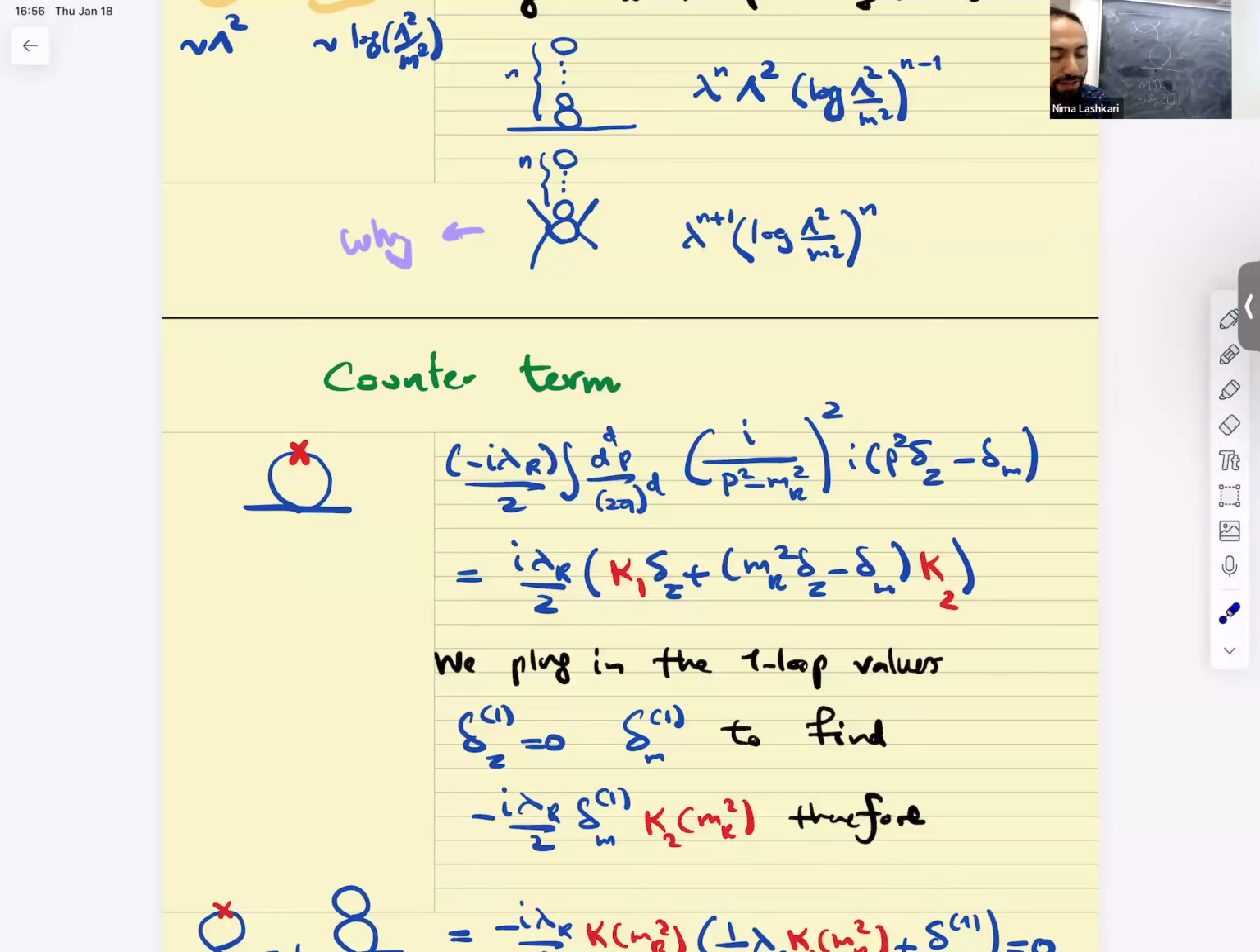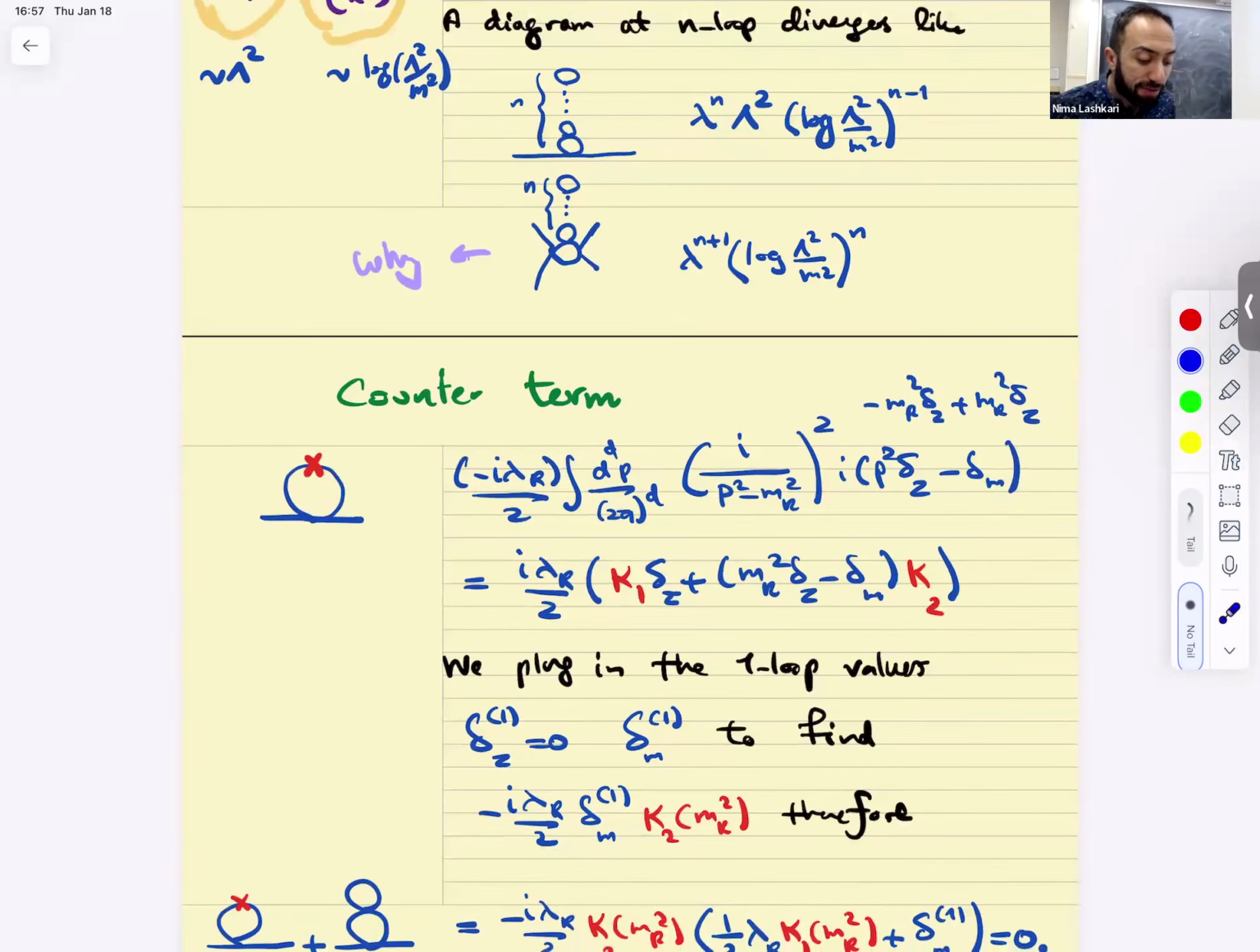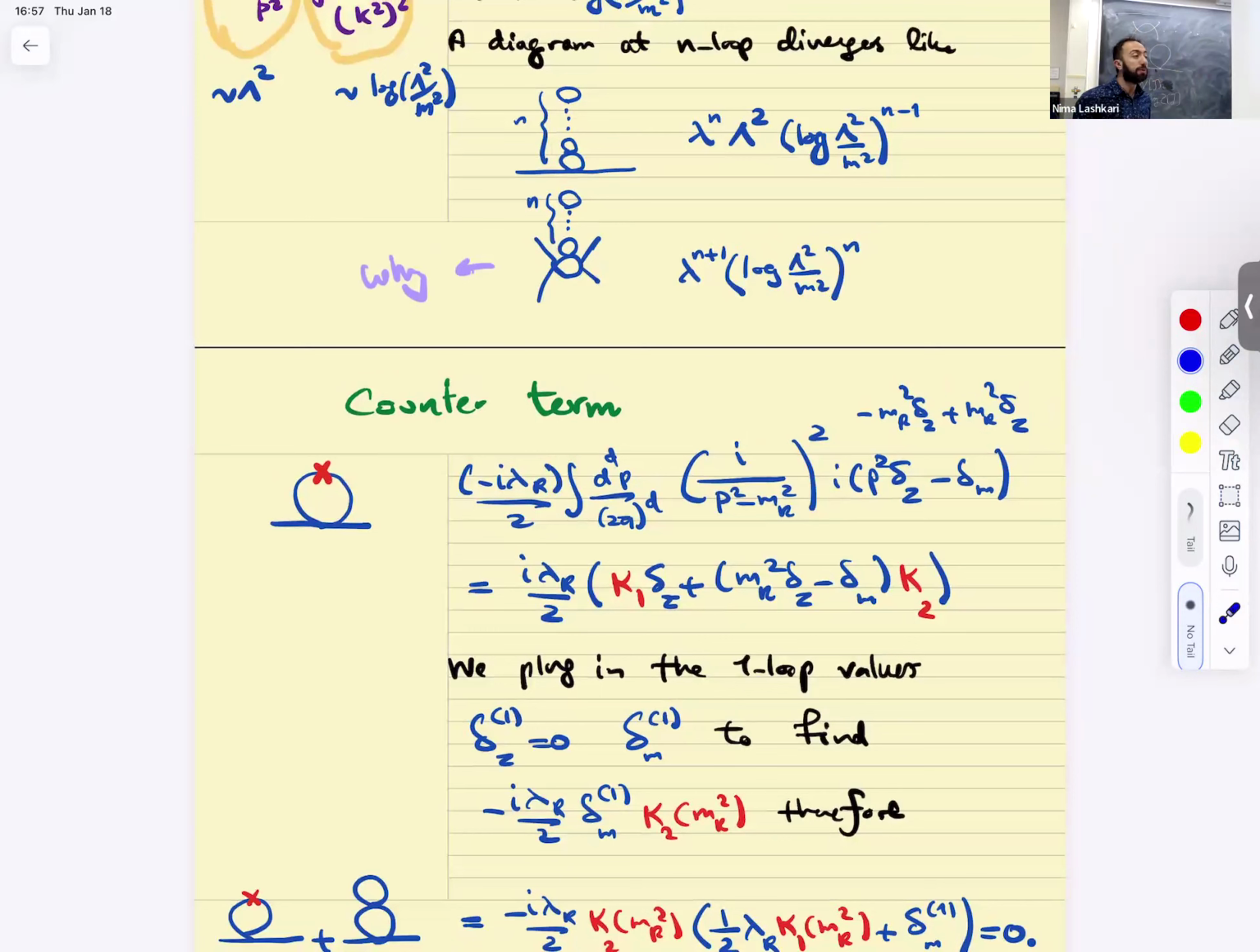Is it clear why this is K1 and K2? Because this is power of P squared, and this is 1 over P4 in the definition of P. So you just add to this P squared. You add and subtract the term minus M_R squared delta Z plus M_R squared delta Z, right? Now, these two together cancel one of these powers. That will give you a K1, and these two together will conspire to K2. Good. All right. So now this is supposed to be a two-loop calculation, right?